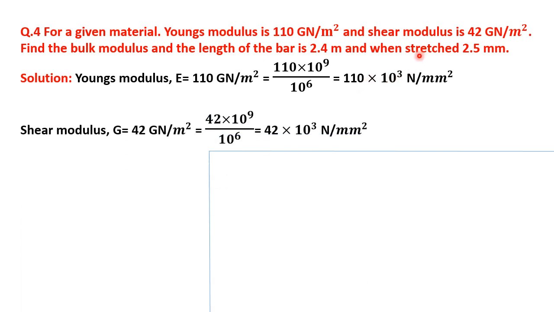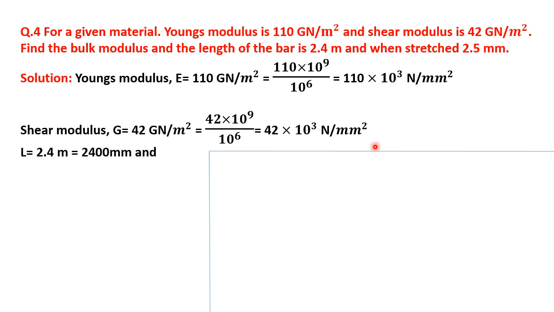Now shear modulus is also given in the question, and it is denoted by capital G, that is 42 giganewton per meter square. Same as Young's modulus, here also we have to convert giganewton to Newton. So 42 into 10 to the power 9 divided by 10 to the power 6. So the final value of shear modulus is 42 into 10 to the power 3 Newton per mm square.